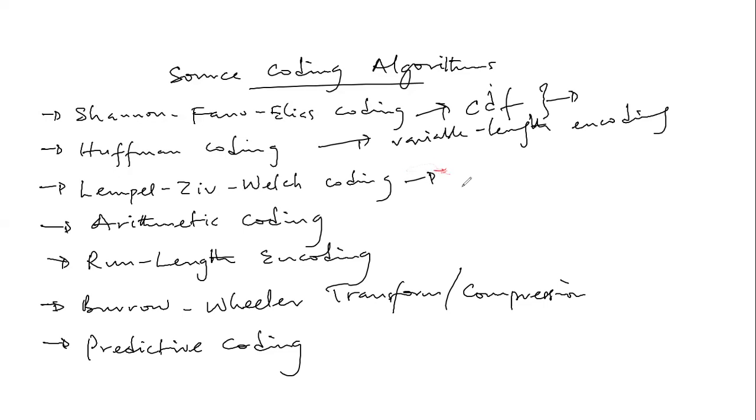Then the Lempel-Welch algorithm is more like a dictionary-based compression algorithm that replaces repeated occurrences of data with references to previously encountered sequences. In that way, it reduces the redundancy. Now, the arithmetic coding system usually is more efficient than the Huffman coding scheme, only that there's a trade-off: it has a higher level of computational complexity. In this algorithm, it maps a string of symbols into a single floating point number in a defined interval.